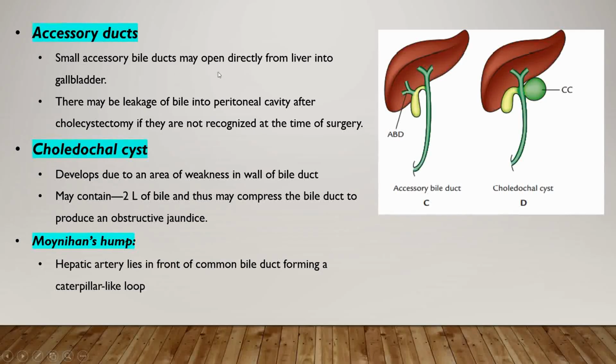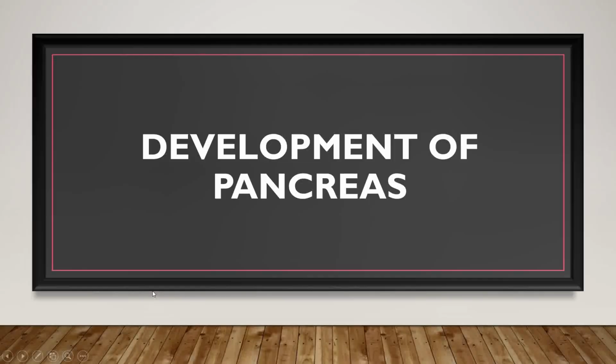The small accessory bile duct may open directly from liver into the gallbladder in case of accessory duct. You can see here, in case of choledochal cyst, it is developing due to an area of weakness in wall of bile duct. It may contain 2 liters of bile and may compress the bile duct to produce an obstructive jaundice. Then there is Moynihan hump. Here hepatic artery lies in front of common bile duct forming a caterpillar-like loop.